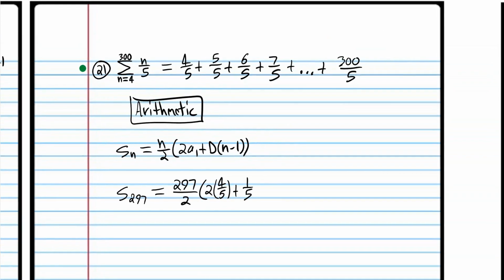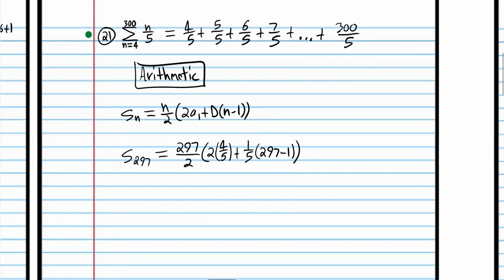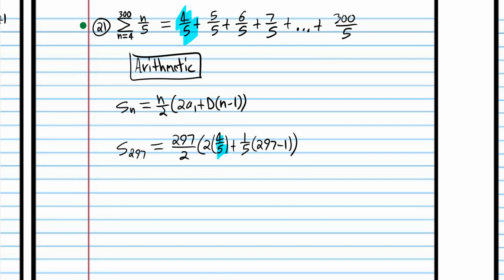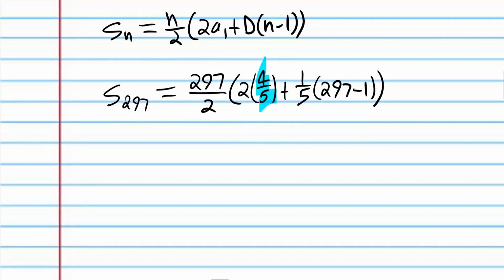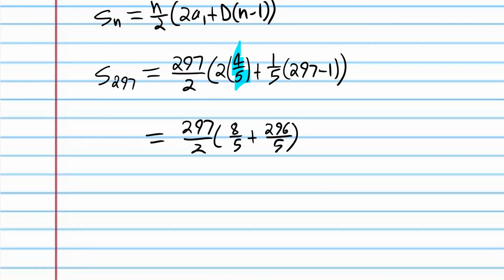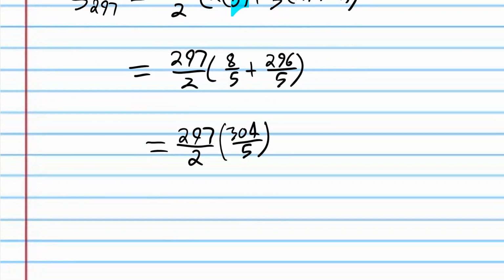The common difference is obviously 1/5. You're just adding 1/5 each time. And all we have to do is just simplify this math. So we get 297 over 2 times 8/5 plus 296 over 5, and that would be 304 over 5 times 297 over 2, and let's do the math.